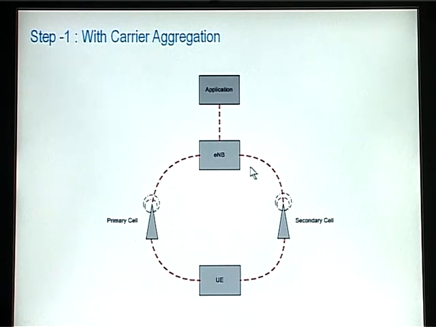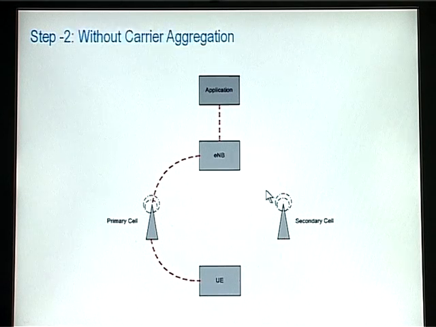Step 1 for this demonstration is data transfer with carrier aggregation with two component carriers. Here the UE is receiving data over both primary and secondary cells. Step 2 for this demonstration is data transfer without carrier aggregation. Here the UE is receiving data over only the primary cell.